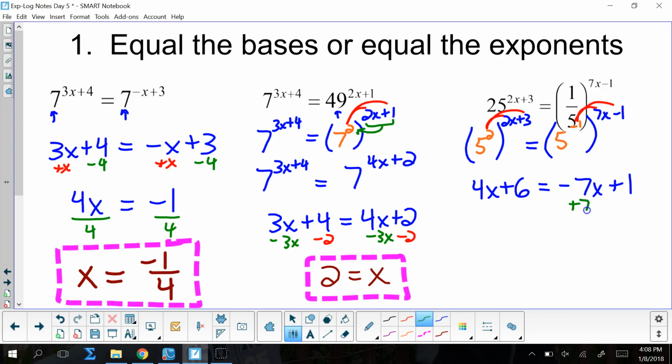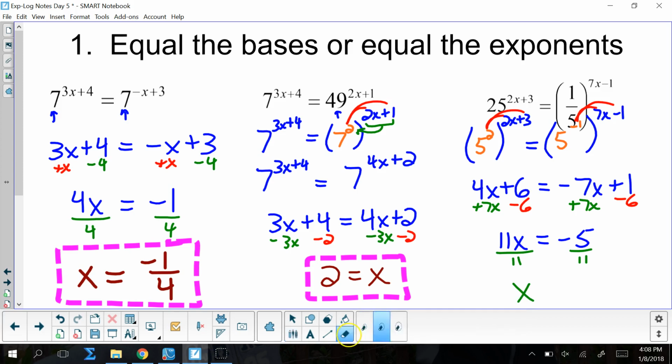Add 7x to both sides. Subtract 6 from both sides. 11x equals negative 5. Divide both sides by 11. X here is equal to negative 5/11.